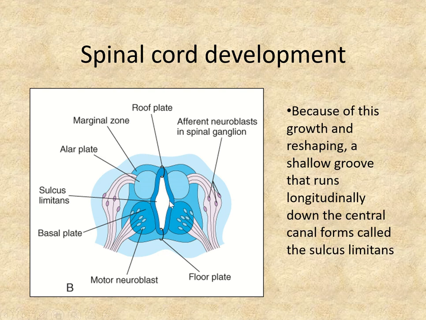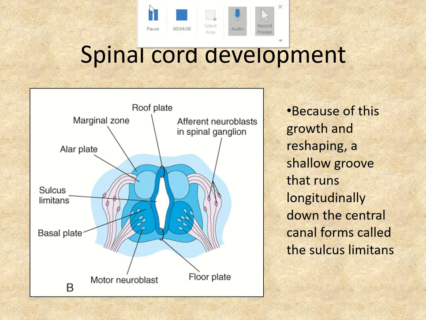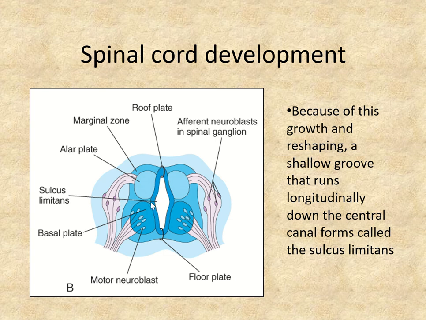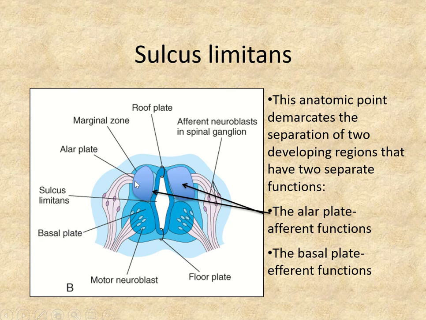Another structure that becomes evident is a little divot in the spinal cord that we call the sulcus limitans. This groove separates the functional changes that occur in the neurons on the more dorsal side and the more ventral side of the spinal cord. The area on the more dorsal side of this developing spinal cord, we call that aggregation of neurons the alar plate, and those neurons have afferent functions because we have connections with the spinal ganglia, or dorsal root ganglia, coming into that region.